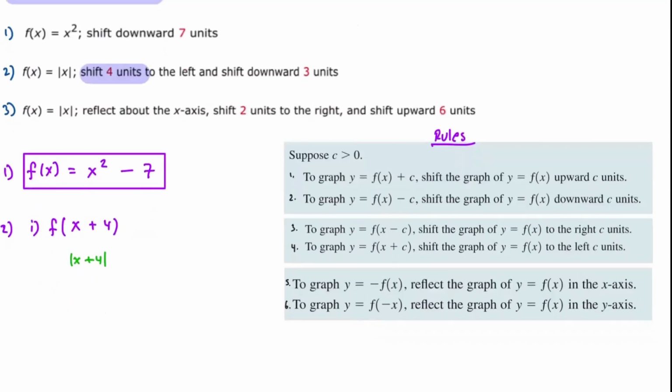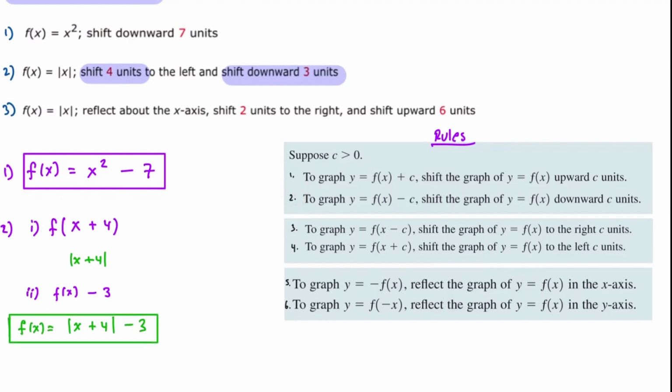From there, we're going in order, so the second transformation we apply is shifting down 3 units. Again, we take our function f of x and then go down, so that's minus c, where c is 3 in this problem. Here I'm using rule number 2. So our final equation, picking up from step number 1, will be absolute value of x plus 4, which was shifted 4 units to the left, minus 3 for the shift down. That is your final result, and you can call it f of x if you like. All right, so that is the answer to 2.